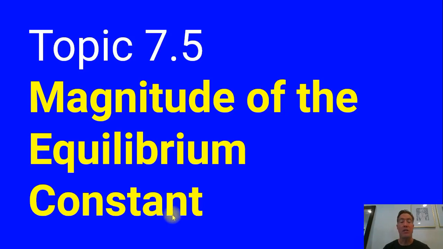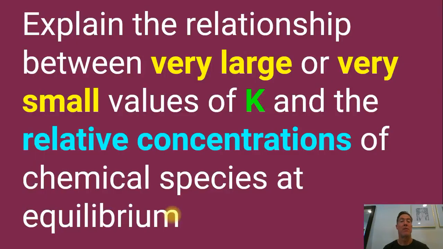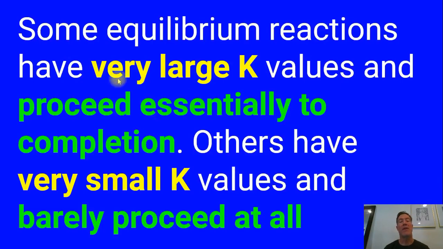All right, let's talk about the magnitude of the equilibrium constant. K gives us, in one number, a way to instantly know whether we're going to have a lot of product or very, very little product and mostly reactant. The value of K tells us at a glance what to expect. If an equilibrium reaction has a very large K value, then it's going to proceed essentially 100%, or very close to that. Reactions with very small K values will barely proceed at all.